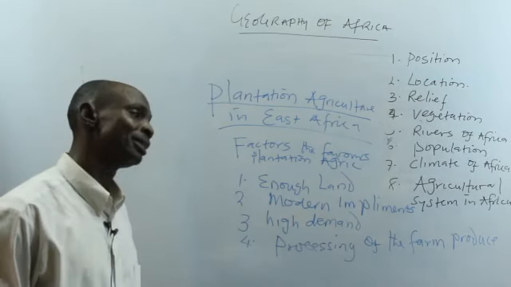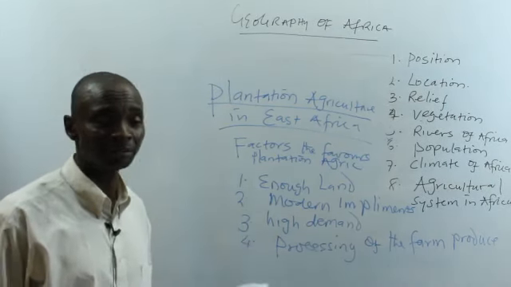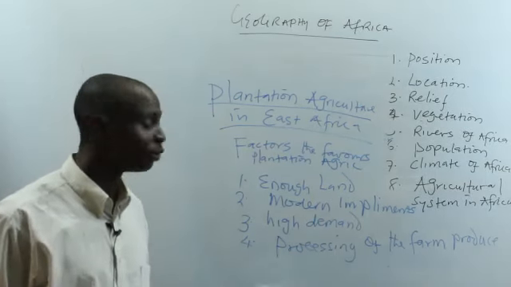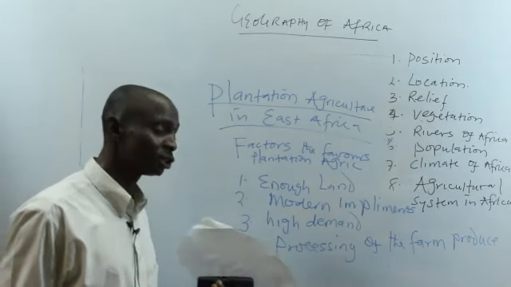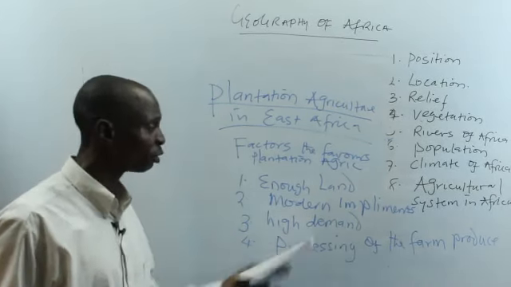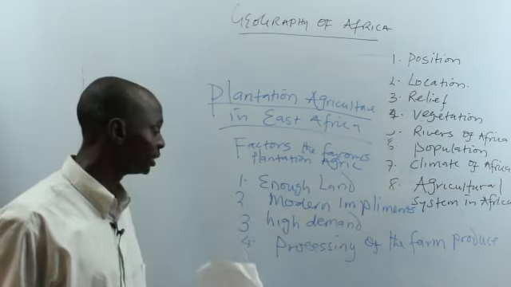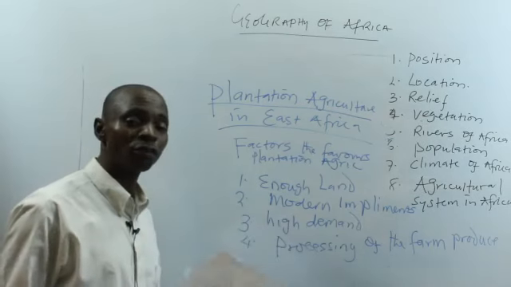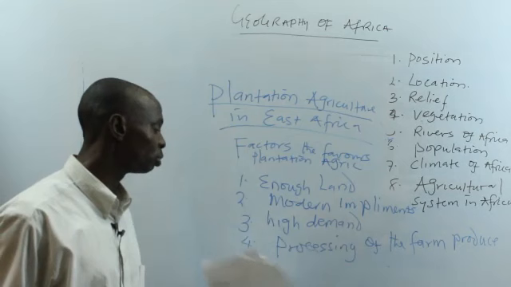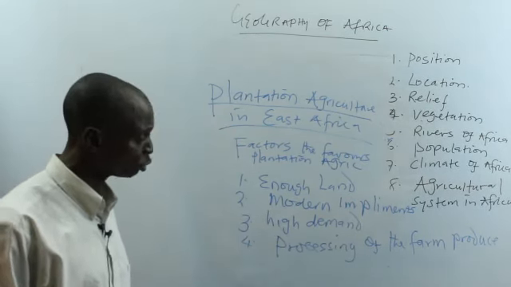Number one, the land tenure system, or ownership of land, discourages some people from embarking on plantation agriculture. Number two, low patronage of crops that are produced. You know, it can lead to wastage. Number three, lack of government or inadequate incentive from government also can discourage plantation agriculture.